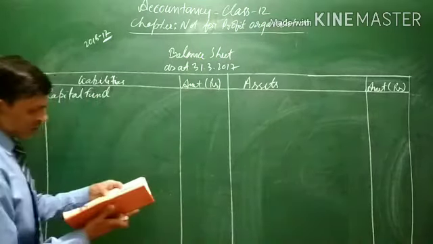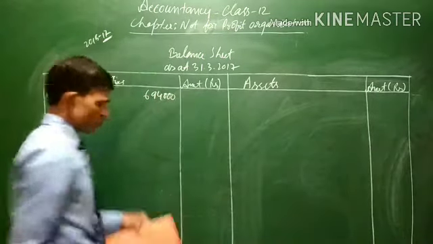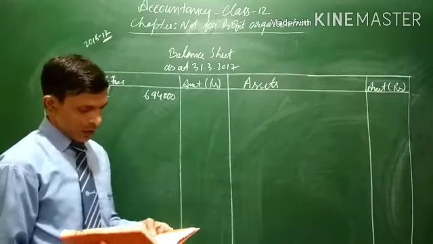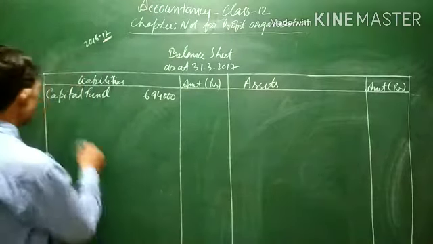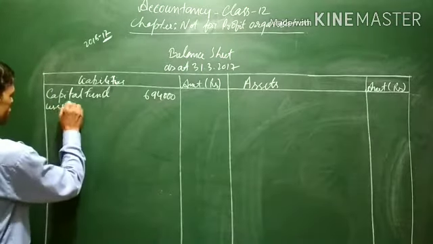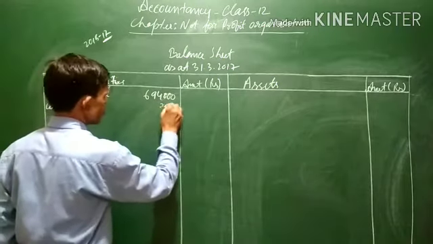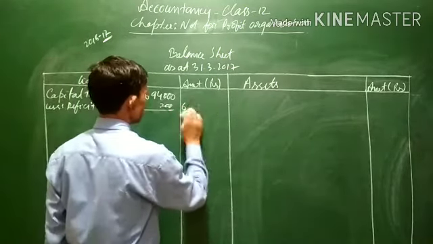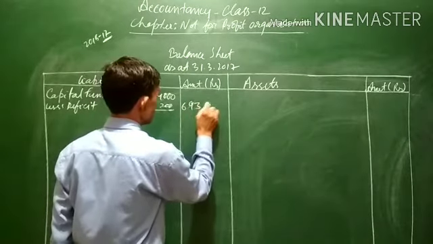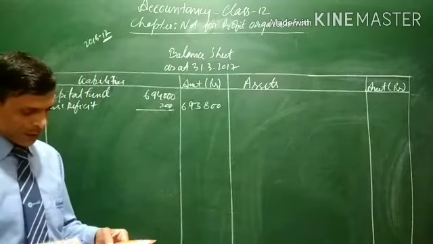The amount is 6,94,000. This is the amount of capital fund. Now the deficit, whatever is the deficit, will be deducted from the capital fund. Less deficit, amount is 200. It will come to 6,93,800. This is the capital fund.